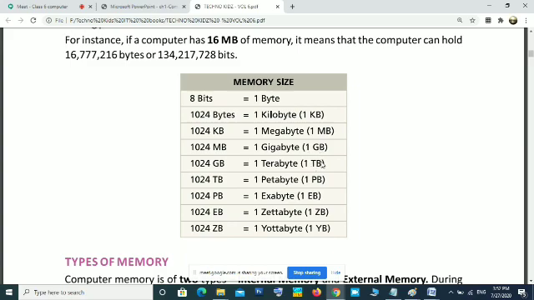But in computer, the latest computers are, yes, any doubt? In computer and mobile phone, this measuring unit is the same. But the latest computers are coming with a 1 TB hard disk, 1 terabyte hard disk, or a 2 terabyte hard disk, 2 TB hard disk.